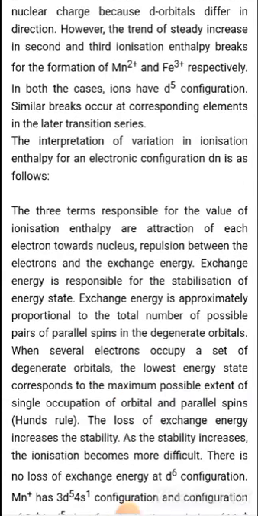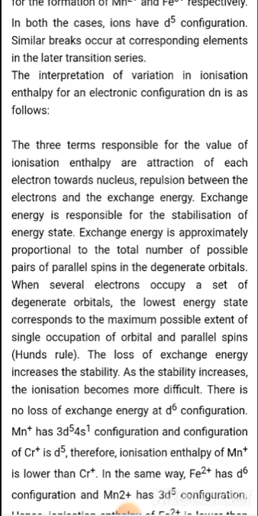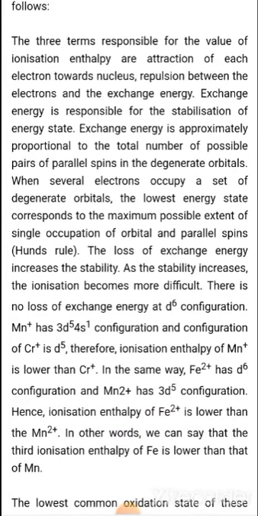Now, if we interpret the variation in ionization enthalpy for electronic configuration dn, the interpretation is that the variation basically depends on three terms. The first is the attraction between the electrons and the nucleus. Second is the repulsion between the electrons. Third is the exchange energy. And exchange energy is basically the main factor.